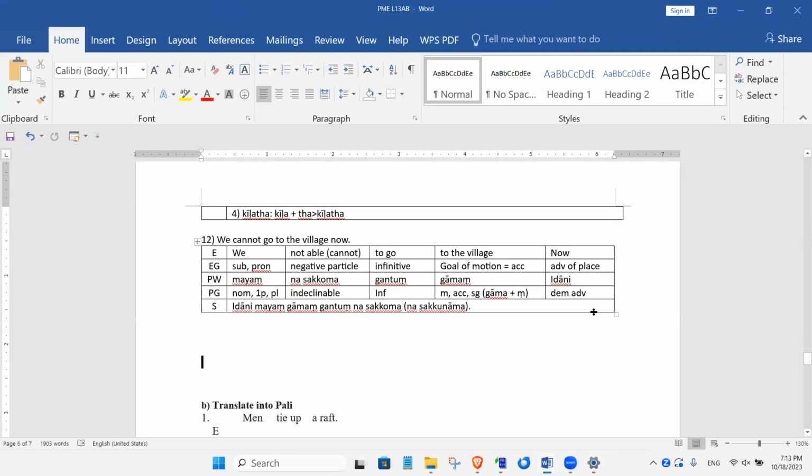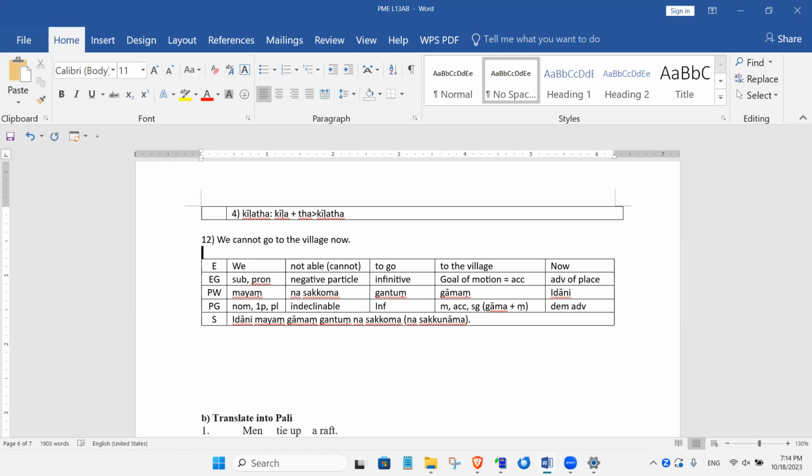I think the rest are quite simple. Now, when you use the word cannot, remember we learned about the sakoti. So sakoma. Not, you put not. Can means able. Sakoma means able, so not sakoma means not able. So to go, cannot go. If you want to translate, another way: we are not able to go to the village now.